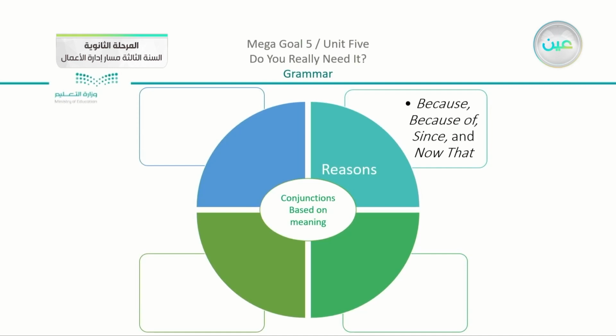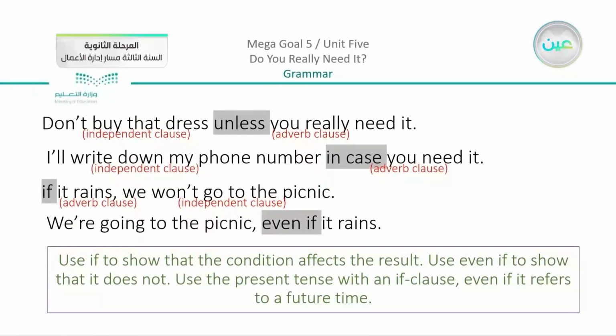They all show reasons. Moving on, we have the second group. We have here: Don't buy that dress unless you really need it. I'll write down my phone number in case you need it. If it rains, we won't go to the picnic. We're going to the picnic even if it rains.